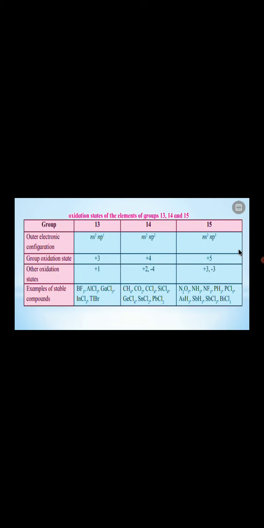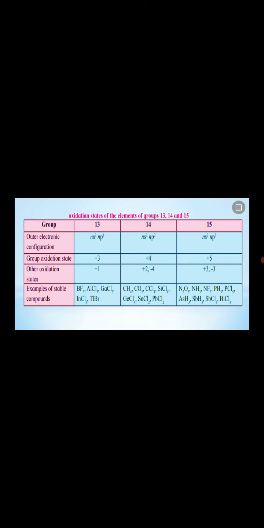Besides the group oxidation state, the elements of groups 13, 14 and 15 exhibit other oxidation states which are lower than the group oxidation state by 2 units. The lower oxidation state becomes more stable as we go down the group. Students, we saw the chart of oxidation states of the elements of groups 13, 14 and 15.